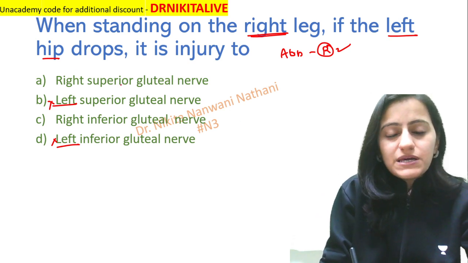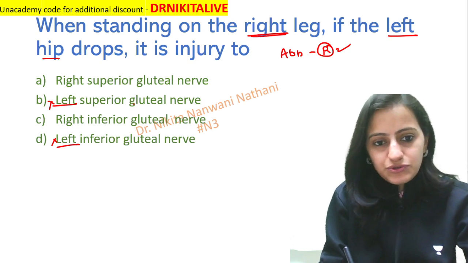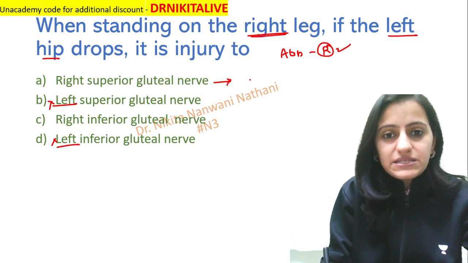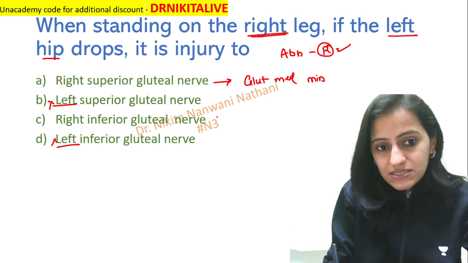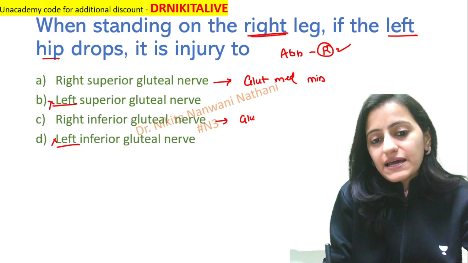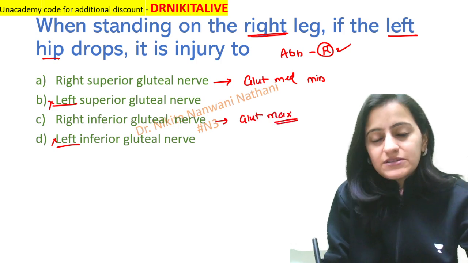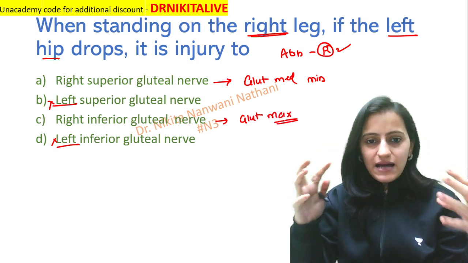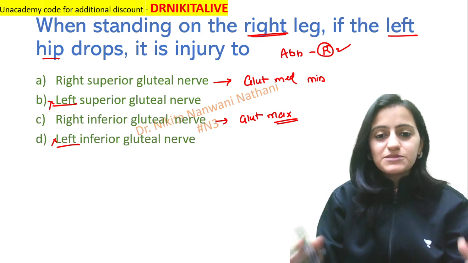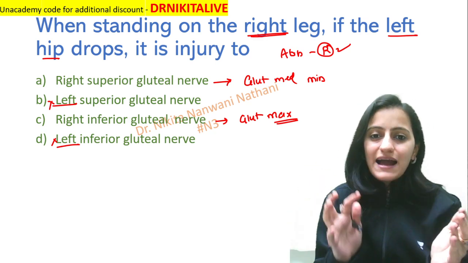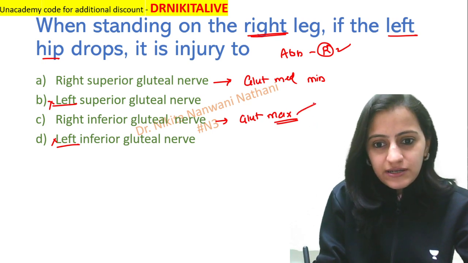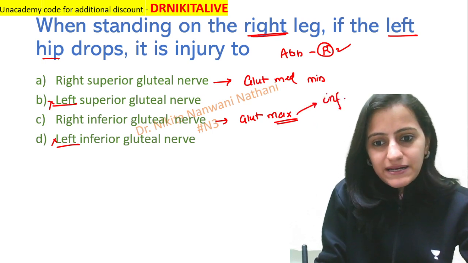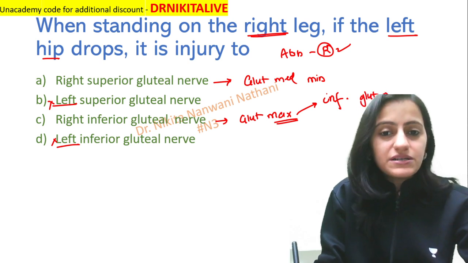Now whether it is the superior gluteal nerve or the inferior gluteal nerve: the superior gluteal nerve supplies the muscles gluteus medius and minimus. Inferior gluteal supplies the gluteus maximus. Remember, gluteus maximus, by name it is only maximus. Just by the name it is maximus, but actually it is inferior. It's like a big name but small darshan. So the name is big, maximus, but it is supplied by the inferior gluteal nerve.